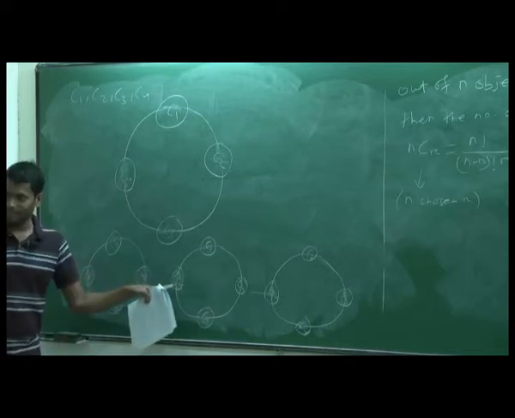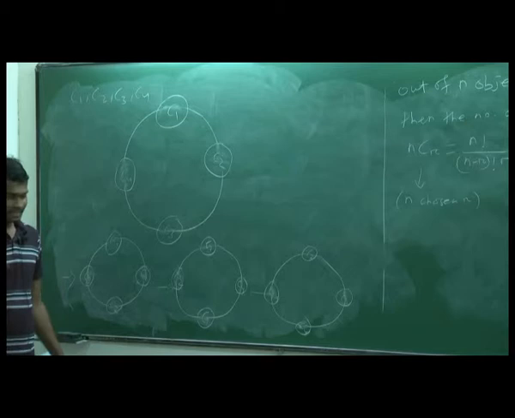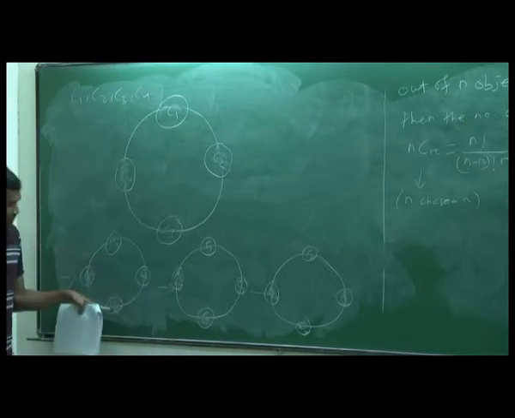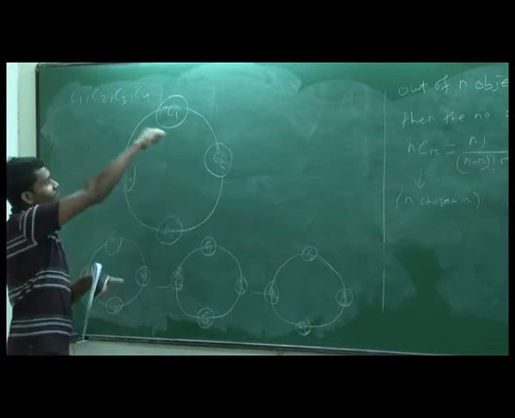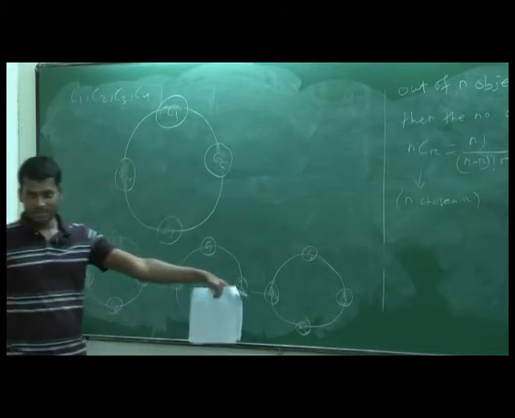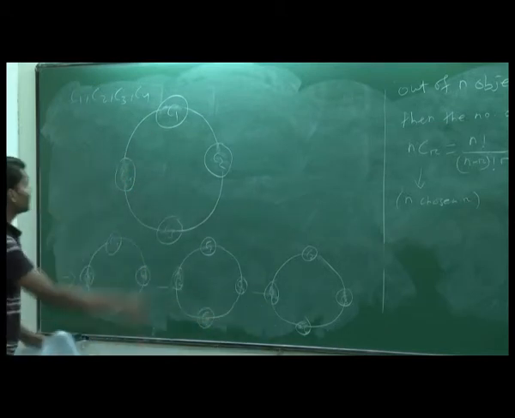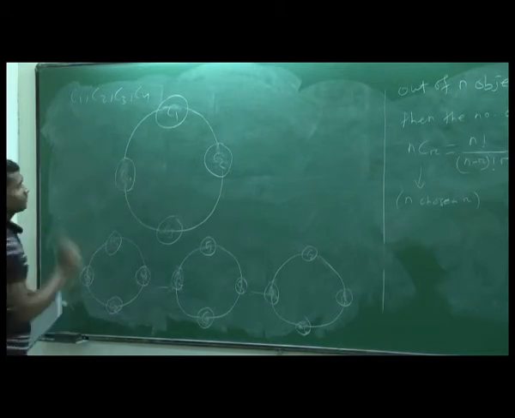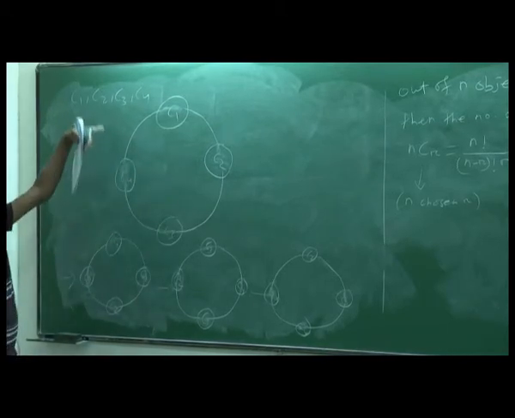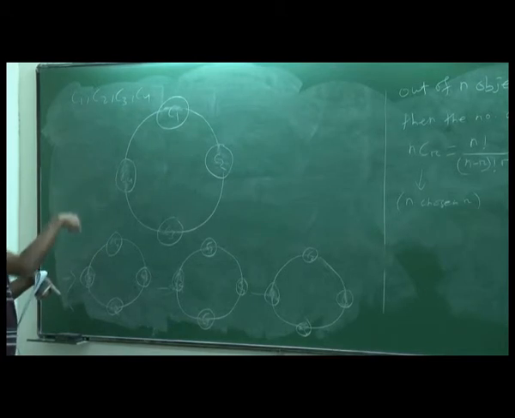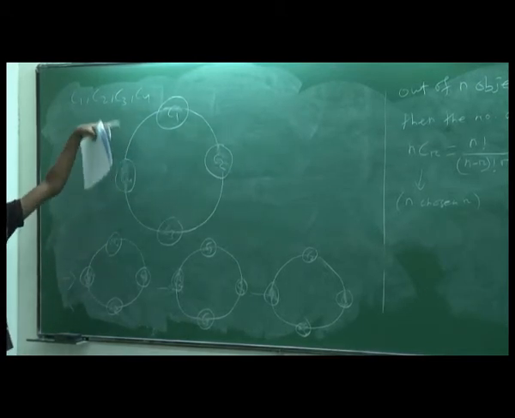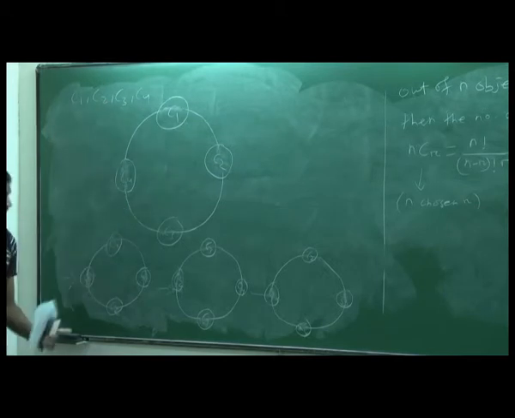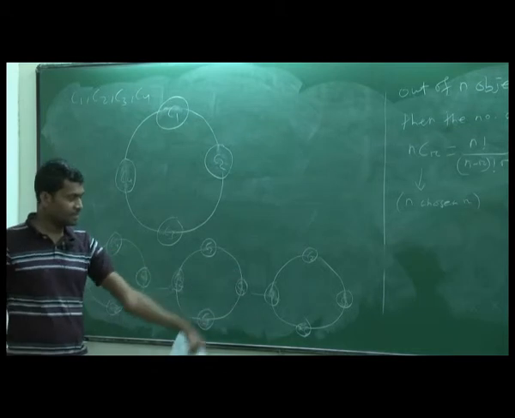So for C2, C1 is on the right. Here also, for C2, C1 is on the right. Here also right. If you consider other things also, C4 is sitting left of C1, and here right of C1, right of C1 again, and here also right of C1.